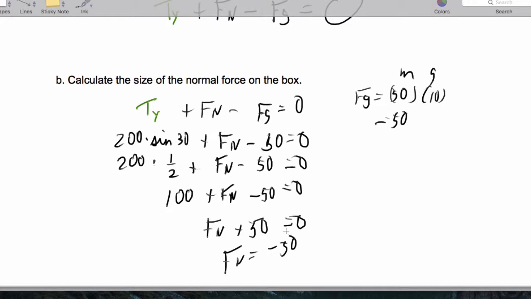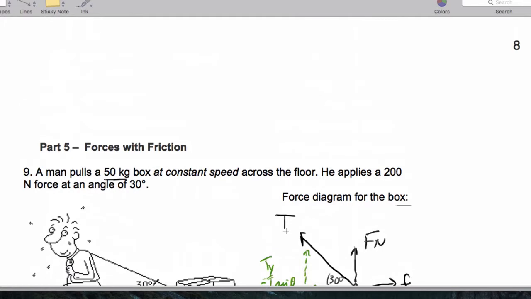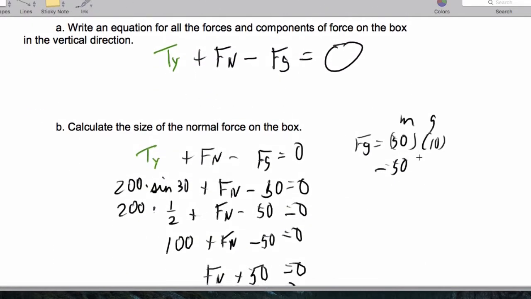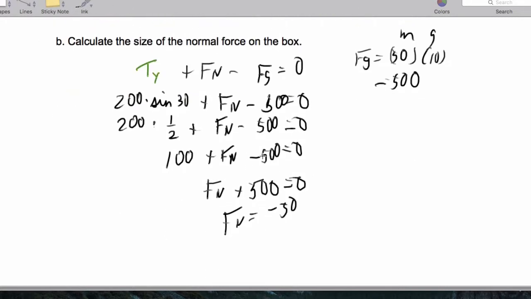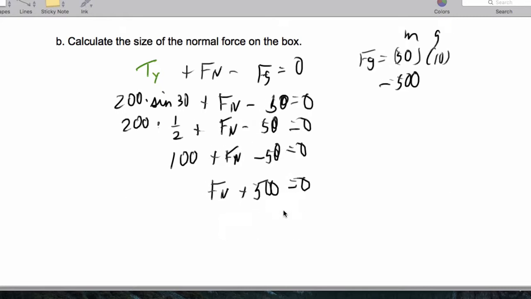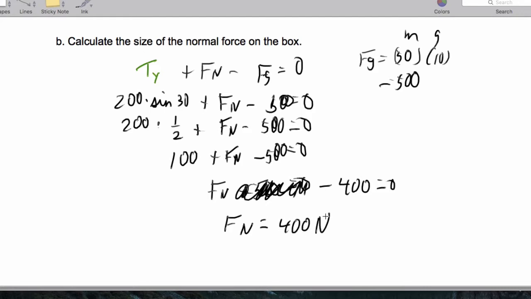And this is a weird number because what this means in real life is that the box would have to physically leave the ground. I don't know that I necessarily like that kind of a question. Here's why. Fg is 50 times 10, which is 500. Got it. So this is going to actually finish up just a little bit differently. This is actually going to work out to be Fn minus 400 equals 0. So when we simplify, Fn will end up being 400 newtons worth of force.